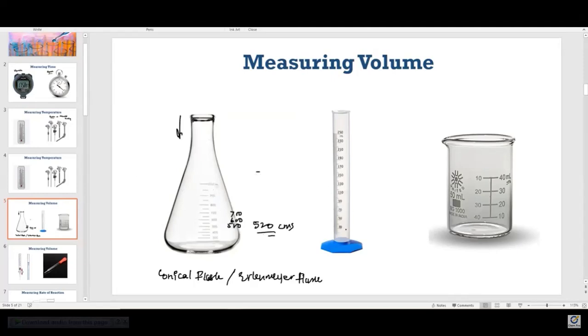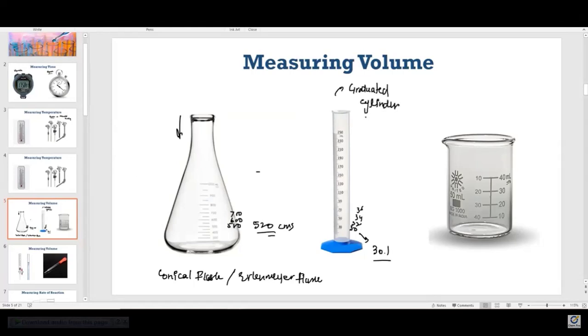Then there is something called a graduated cylinder. It is more accurate as compared to the conical flask. By the looks of it, if you see, there's 30 to 50. There's 32, 34, 36. But again, if you want to measure 30.1, you won't be able to measure it with the help of a graduated cylinder. So it's not extremely accurate.